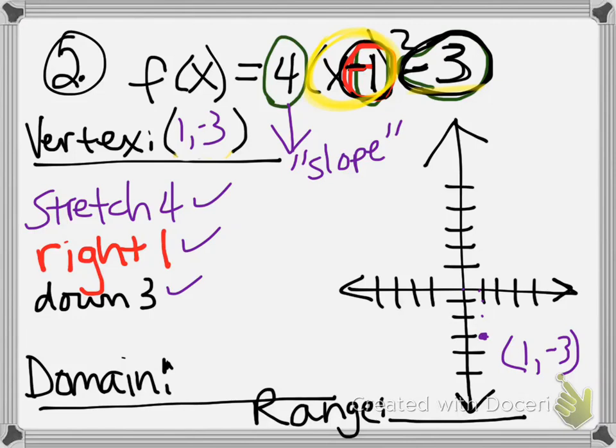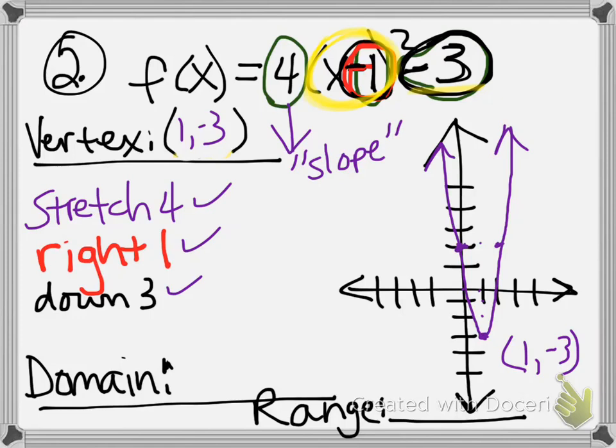The stretch is by 4, so we're going to do a slope as if it were 4. So I'm going to go up 1, 2, 3, 4, and right 1. And then I'm going to mirror that on the other side over here. And then when I connect these 3 dots, then I've got my quadratic equation, and it's been graphed.